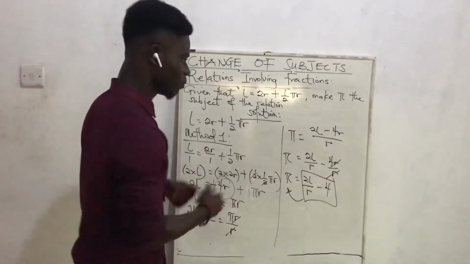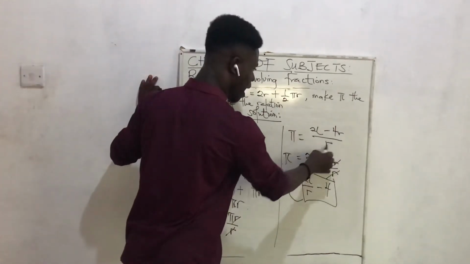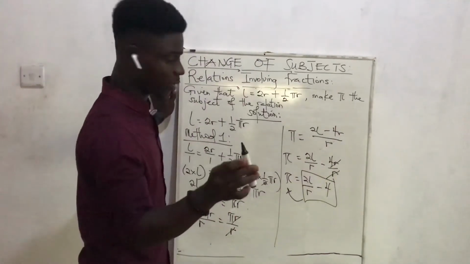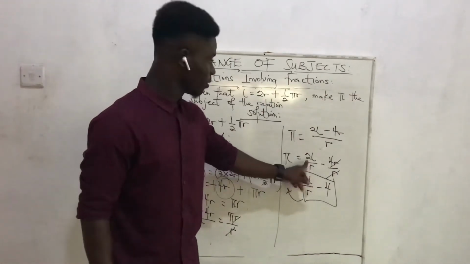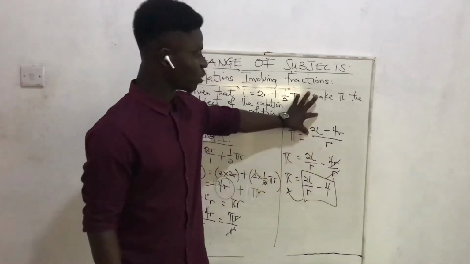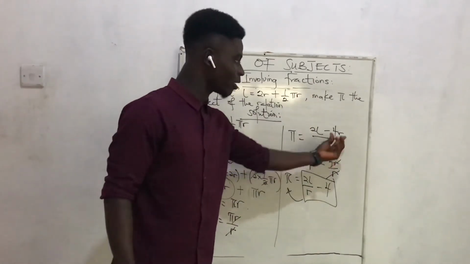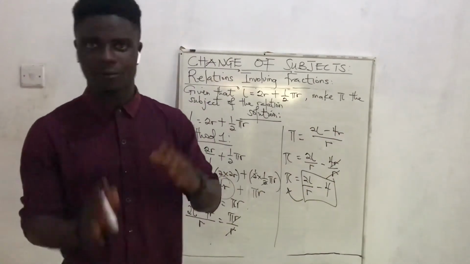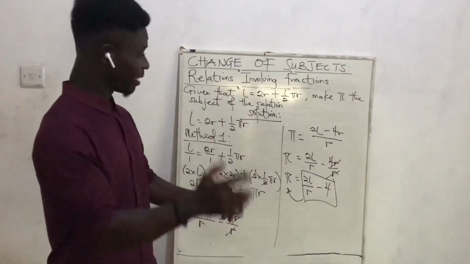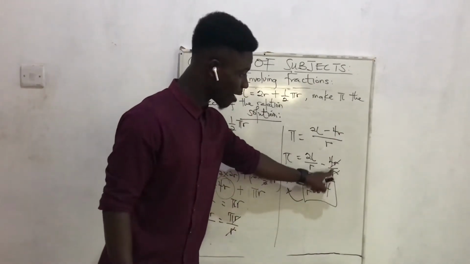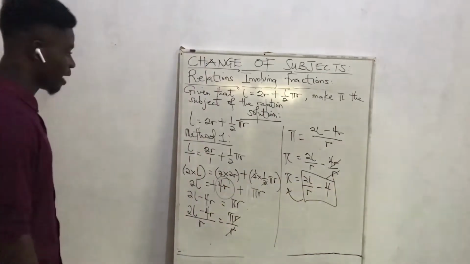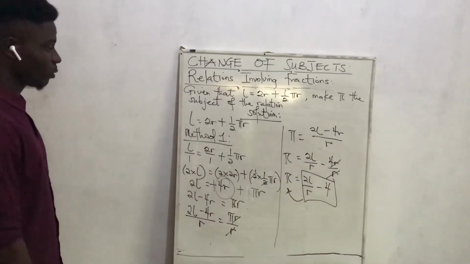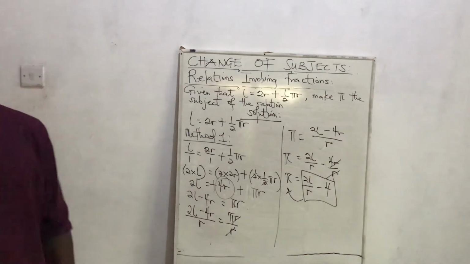Now, here, watch it. You cannot cancel R by this R. It's wrong. You have to do it like what I've taught you here. So it means that R is for 2L. At the same time, R is for negative 4R. It's the same thing. When you do it like that, then that means you can cancel R with this R. Alright, so that's the first method. So watch it very carefully.